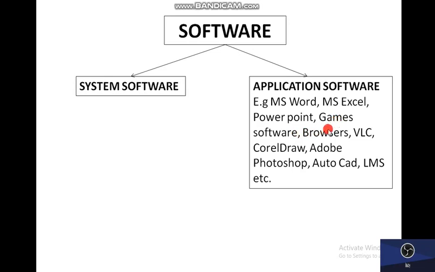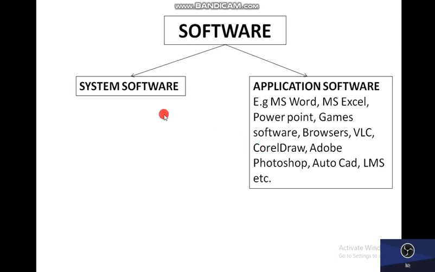They are game software. When you want to browse, your Google Chrome, your Opera Mini, UC Browser, Microsoft Edge, Safari, all of them are software for browsing. They are browsers. Then we have the VLC, we have multimedia software, we have CorelDRAW for graphics design, we have Adobe Photoshop, AutoCAD, we have learning management systems. In fact, we have a lot of application software. Application software has no end. People kept on developing new application software to solve specific problems as time goes by. So you have a lot of application software on your phone and on your system.